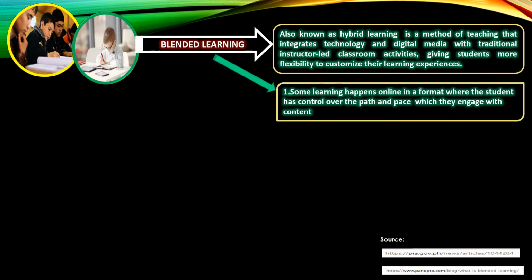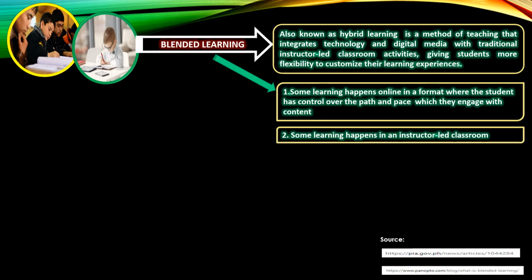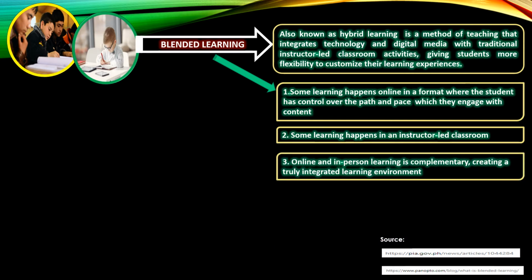First, some learning happens online in a format where the student has control over the path and pace with which they engage with content. Second, some learning happens in an instructor-led classroom. Third, online and in-person learning is complementary, creating a truly integrated learning environment.